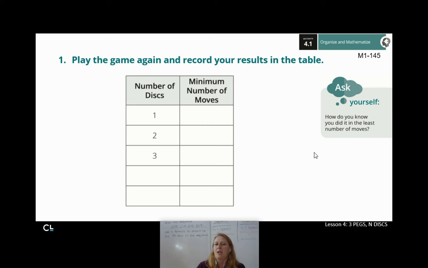How many moves for 1 disc? How many moves for 2 discs? How many moves for 3 discs? And then hit play when you're ready to check your work.